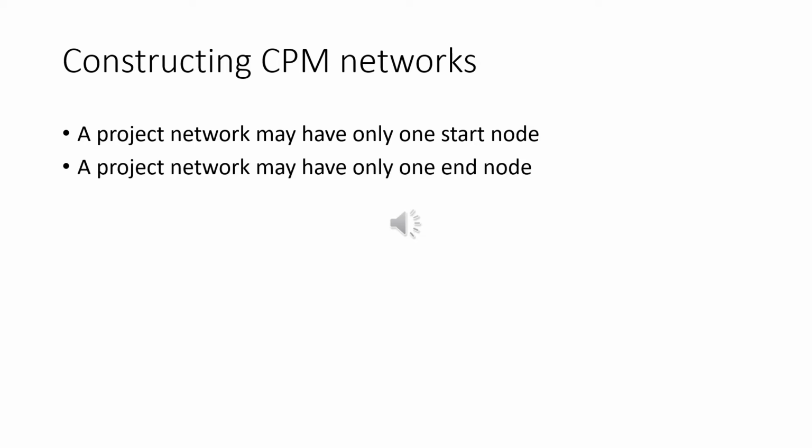Then the second one, a project network may have only one end node. The end node designates the completion of the project. A project may only finish once. So, a project network may have only one finish node or only one end node.